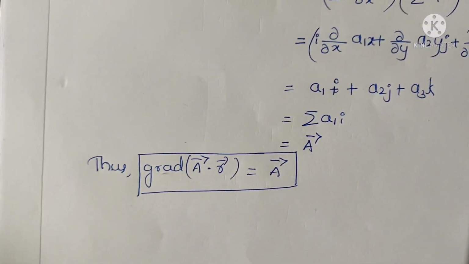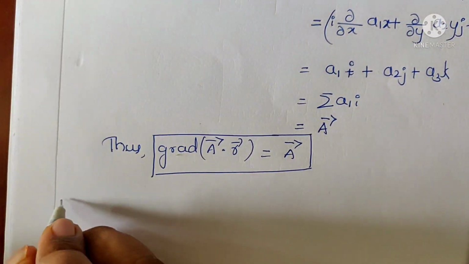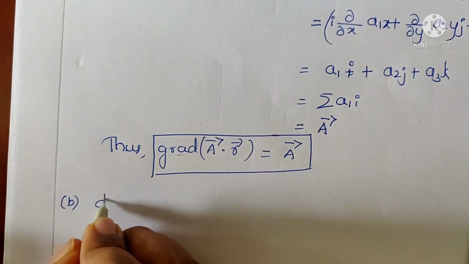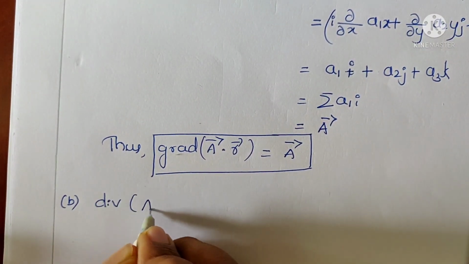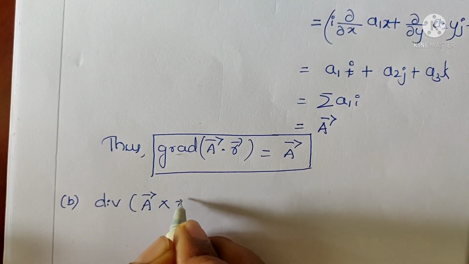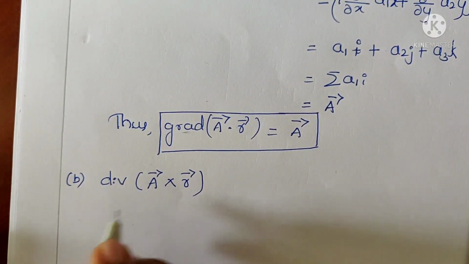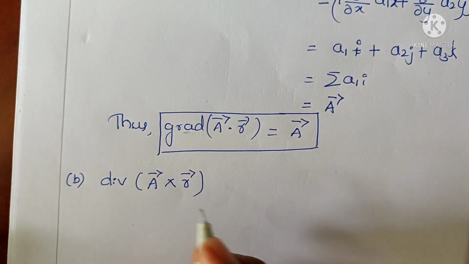Yes. Next, B, divergence of A cross R. Divergence of A cross R. You know cross product, that is we have to write it in a determinant. Before that we find A cross R.